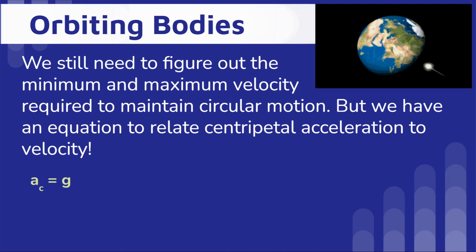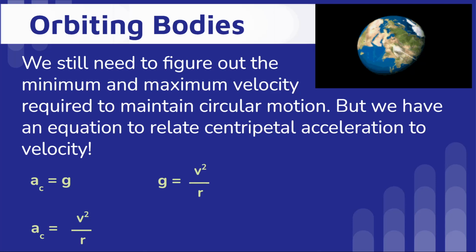We still need to figure out the minimum and maximum velocity required to maintain circular motion, but we now have an equation that allows us to relate centripetal acceleration and velocity. This equation we got in our notes yesterday: centripetal acceleration equals v squared over r. As we just determined, that centripetal acceleration is our gravitational acceleration. So we can set little g equal to v squared over r.